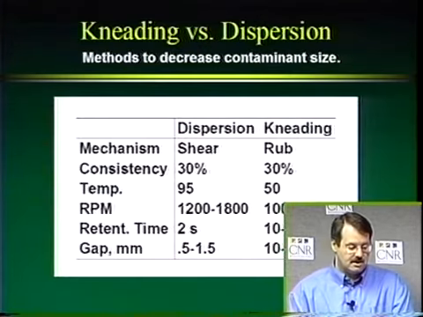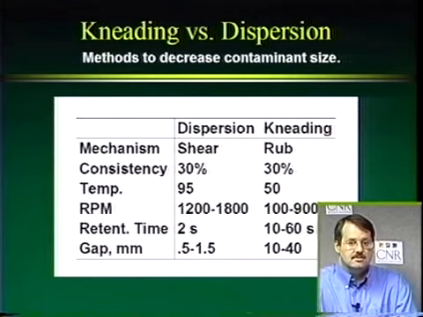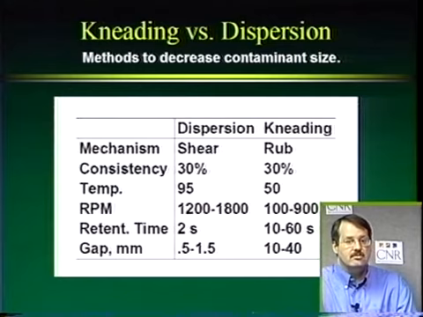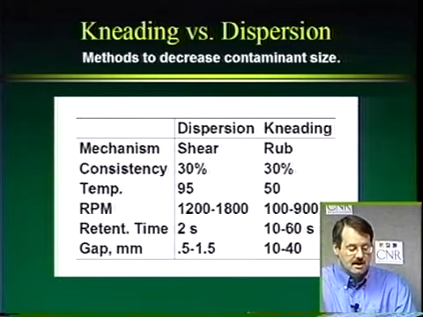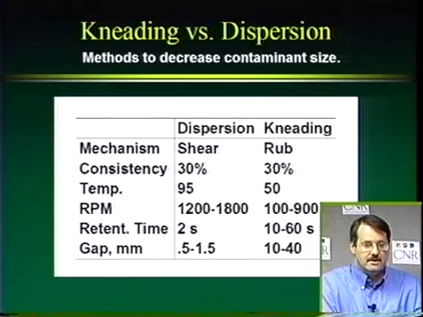Okay, so now I just want to summarize and contrast kneading versus dispersion. These are both methods to decrease contaminant size. For dispersion, we're going to use some shearing action, and the other thing that I should have put there is there's a lot of metal to contaminant contact.